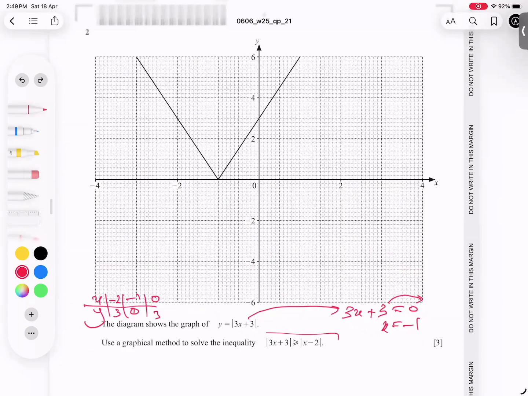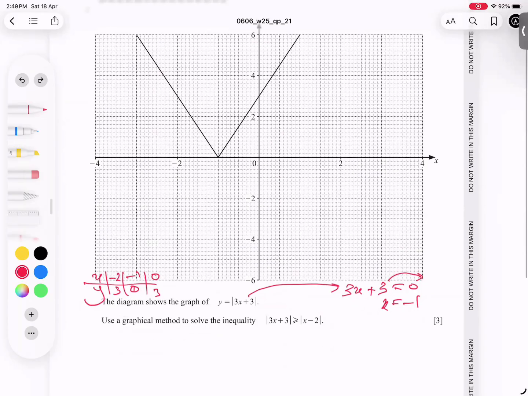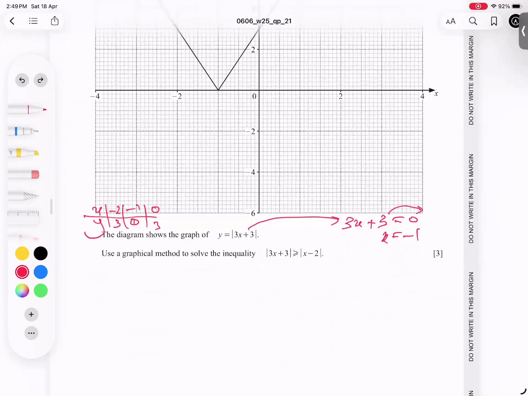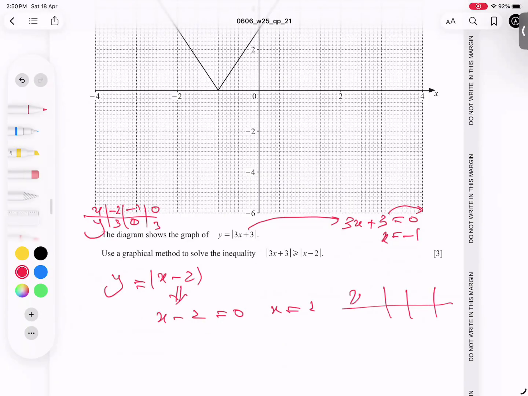Now how to do this part? The left hand side is already drawn, so I will draw the right hand side. But how to draw? Same story. In the modulus, whatever we have, I will plug in equals to 0. When I plug in equal to 0, I got x is equal to 2. And I will again take three numbers as I said before. The ideal number is 2, which goes in the middle, and one number before and one number after.